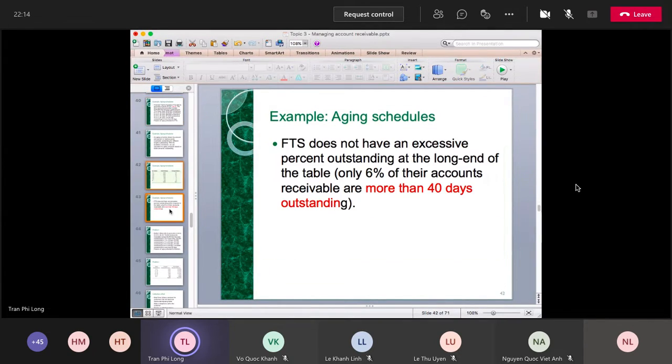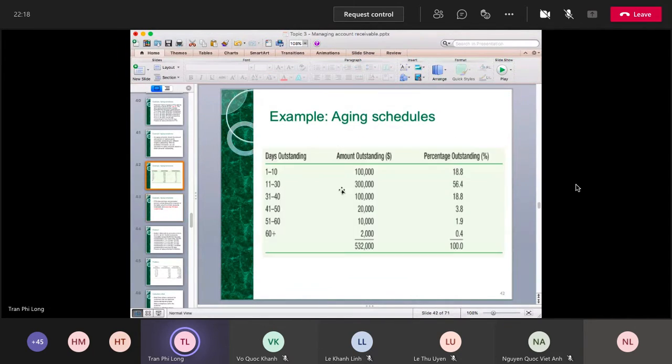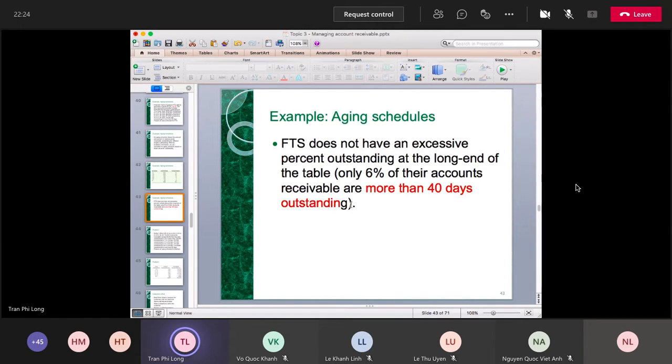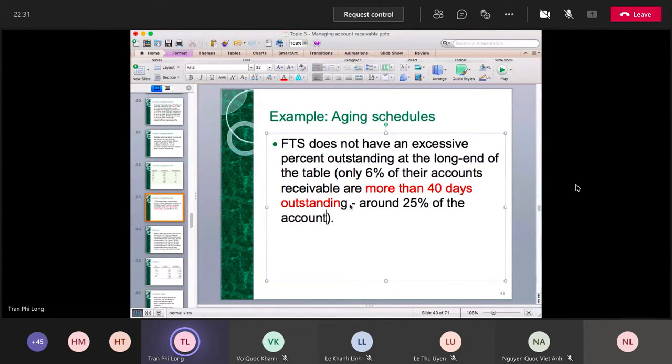So you can see that the how many percent? 19%. You will have around 25%. Around 25% of the account receivables are more than 30 days outstanding. Okay, so it's not much. 25% is not much.